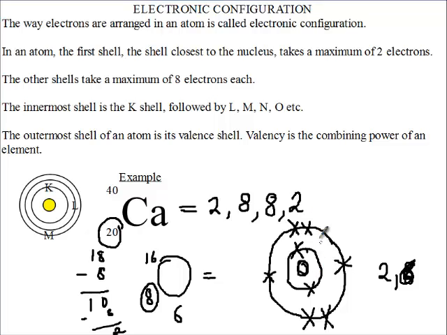But keep in mind that we can draw in this form where the innermost shell takes a maximum of 2 and then the rest take maximums of 8 each. Or we can list in this form where the innermost will take 2 and then the rest will take maximums of 8 each, provided we have more electrons to share.